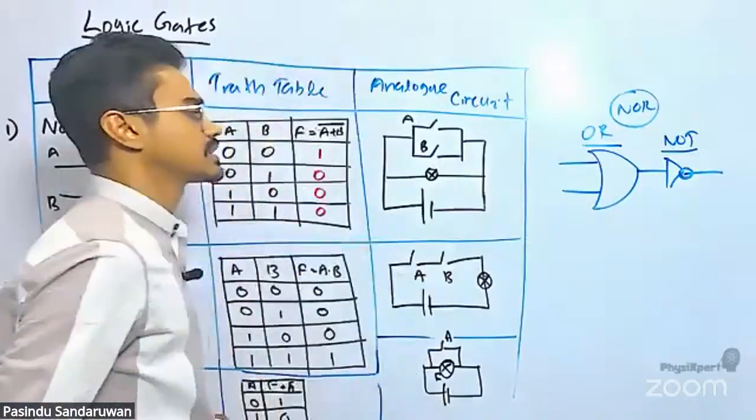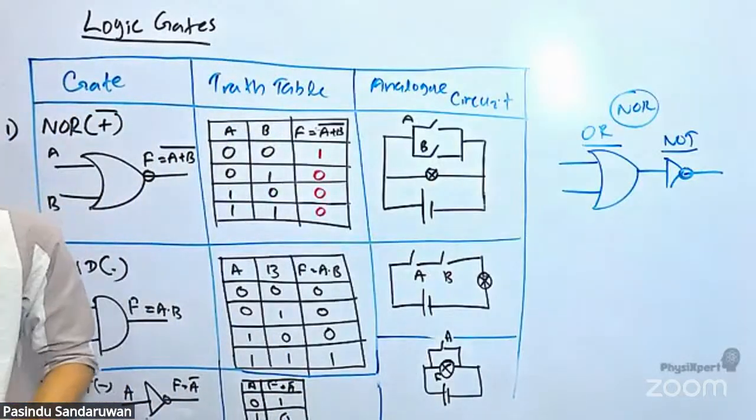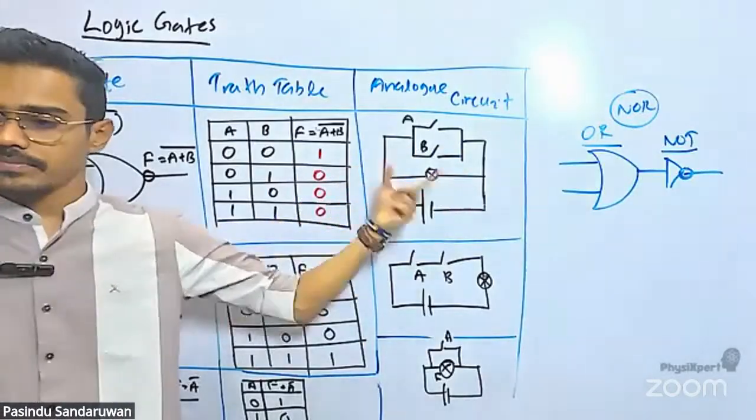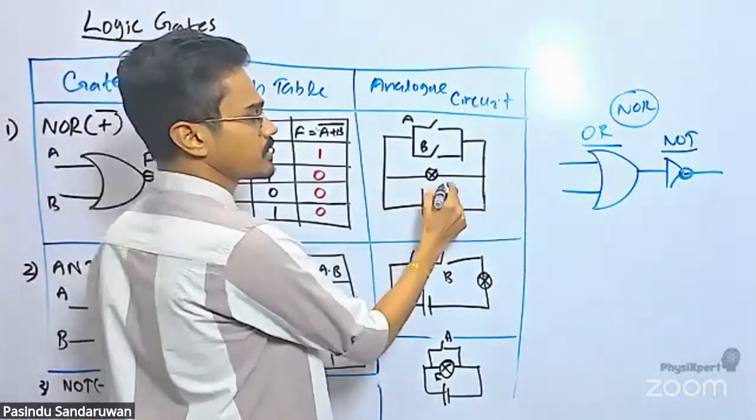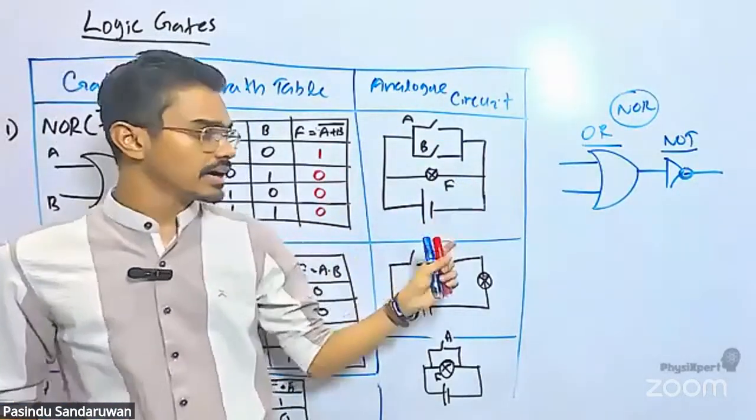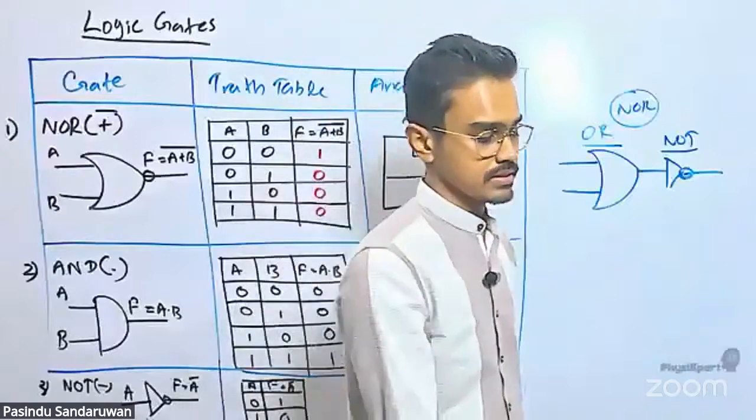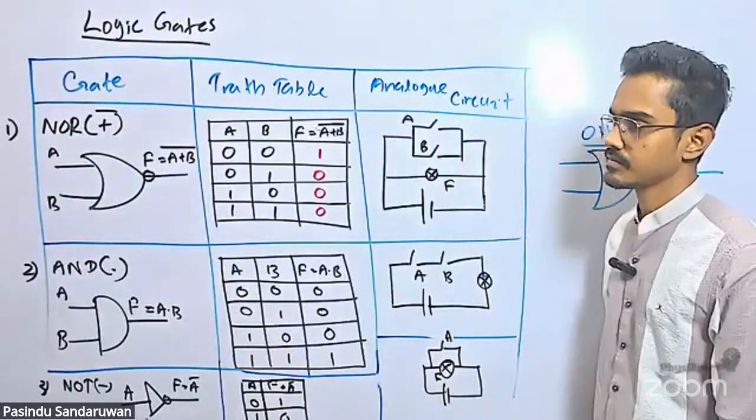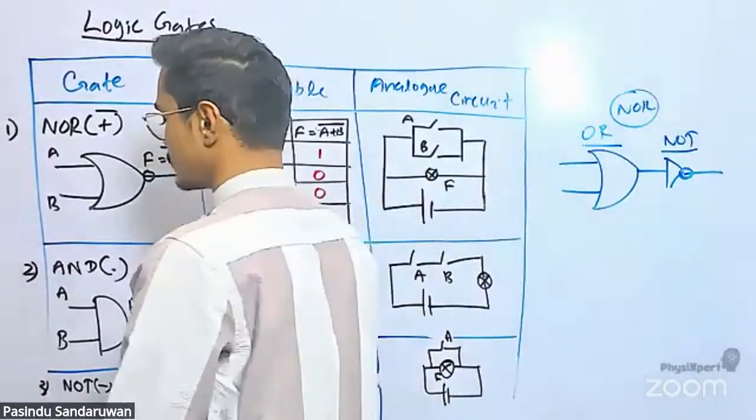See? When both A and B are off, current passes through the bulb and it lights up. But even if one switch is on, the bulb is short circuited and it is not lighting up.